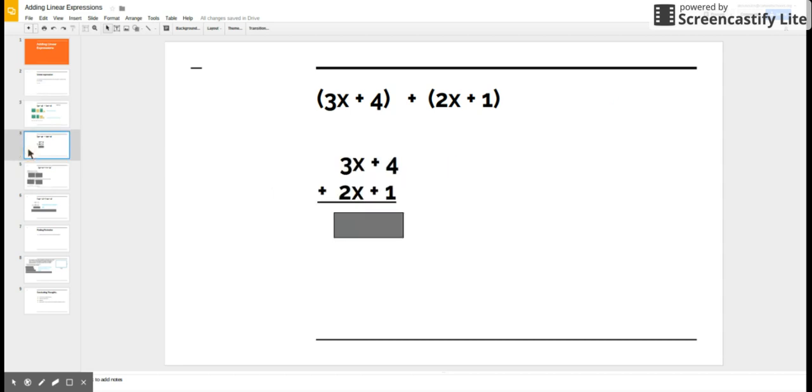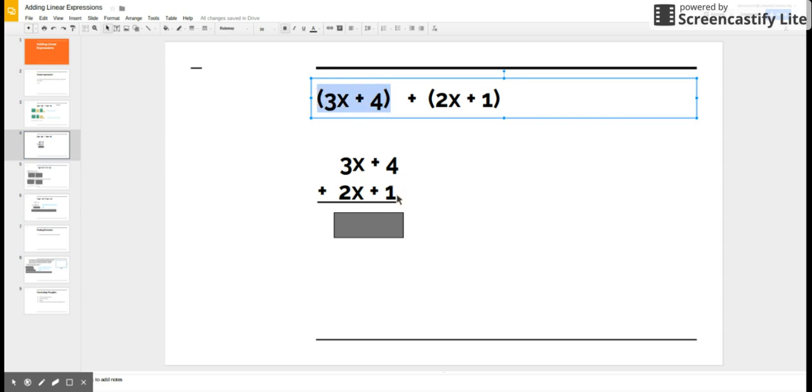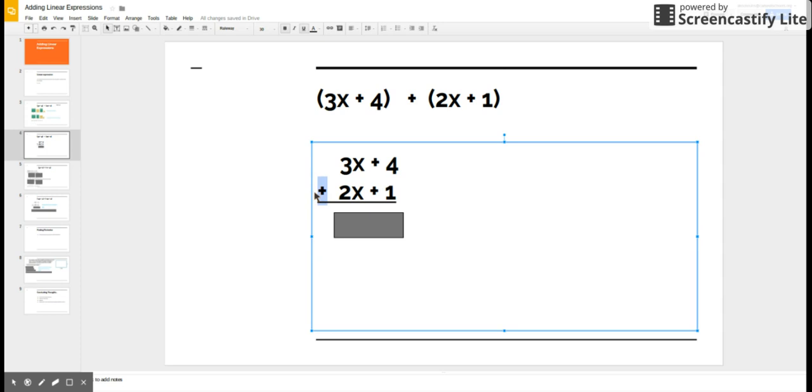Here's how you would do it algebraically. This is not how you would do it with models. So if you don't want to sit there and draw out x's and ones, this is how you would do it. So you have 3x plus 4 plus 2x plus 1. Line them up so that this is on top. You have this plus sign to the left over here. Very important. And then you have this whole second expression, this 2x plus 1.